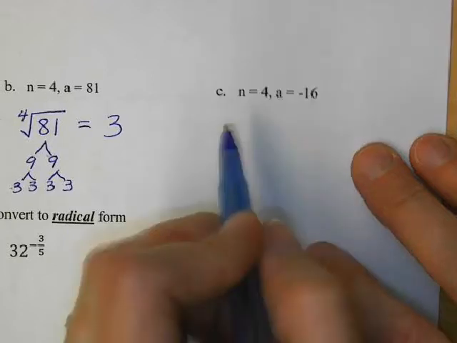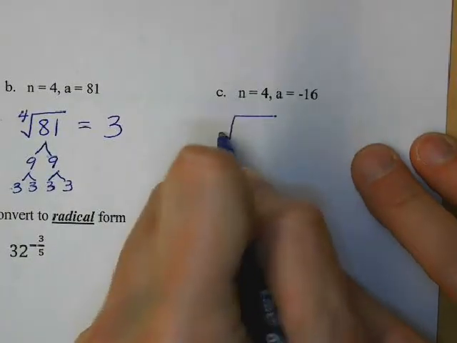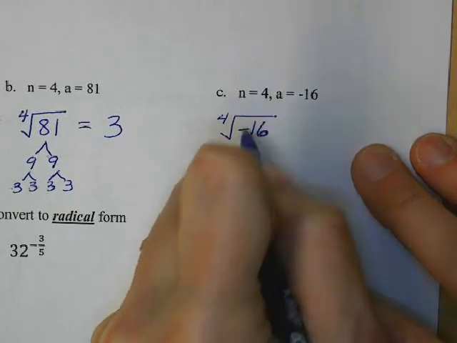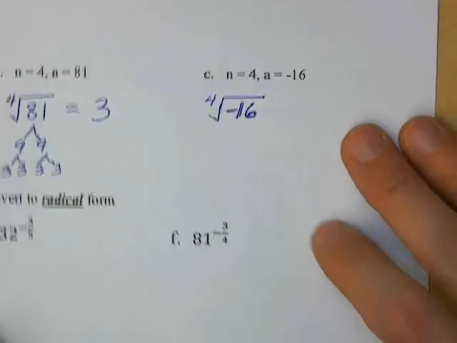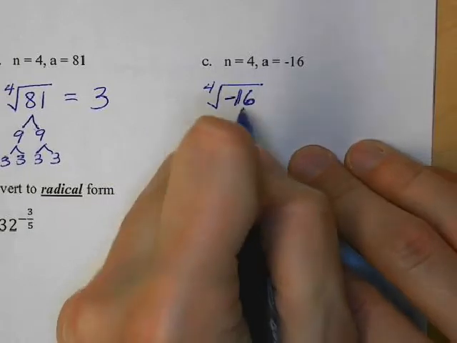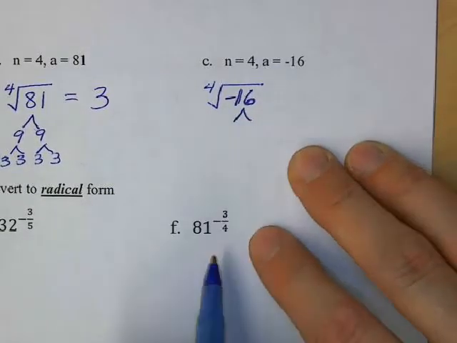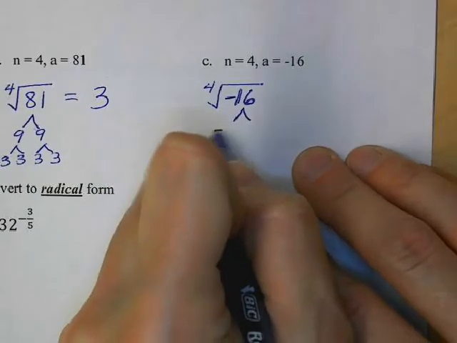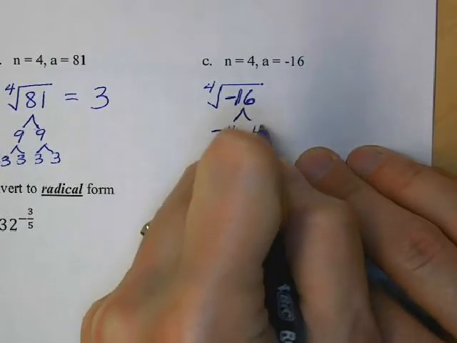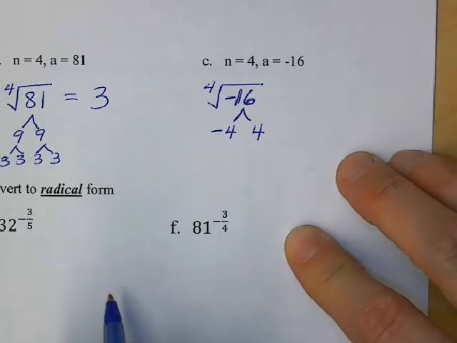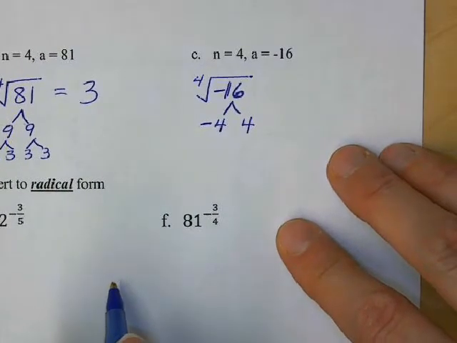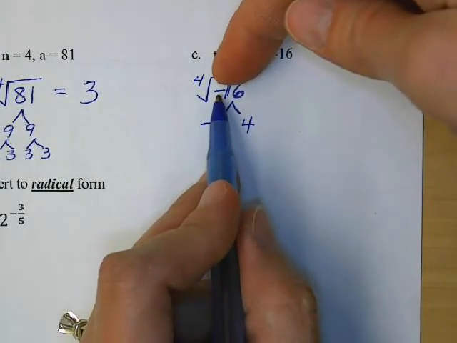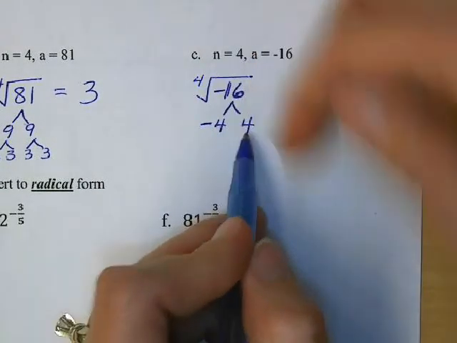Okay, now we're doing another one, the 4th root of negative 16. Let's think about this one. Negative 16. Negative 4 times 4 is 16, right? But can it be negative times negative to make a negative? No, I have to have a negative and a positive like that.